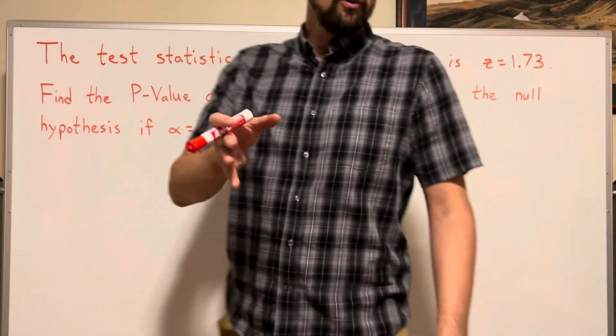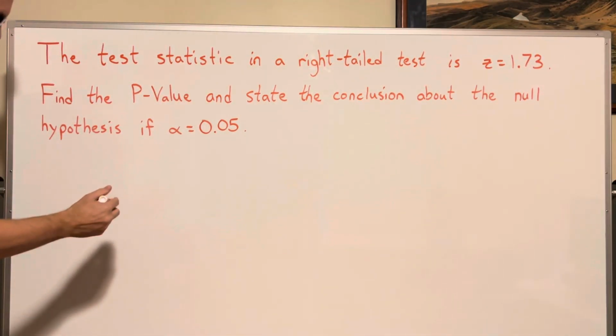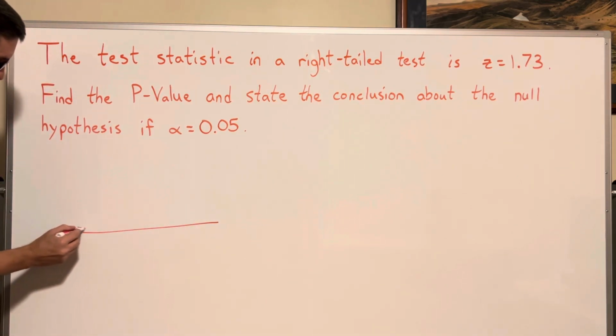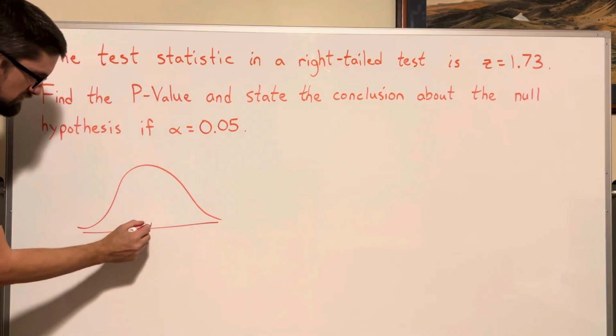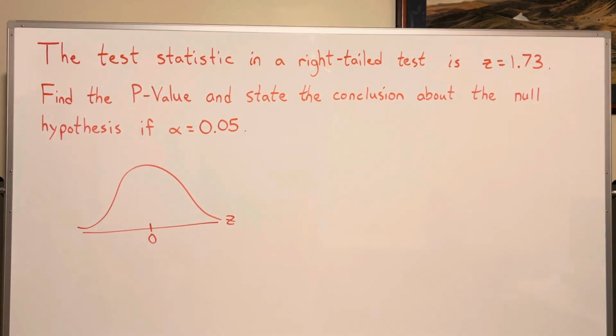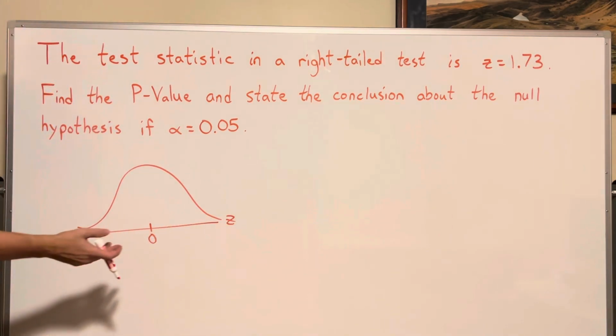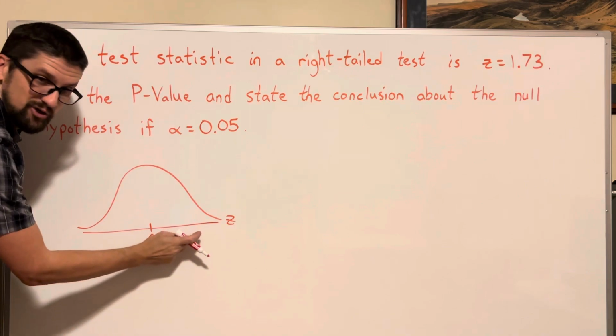All right, so the first thing to realize there is that we're dealing with a standard normal. So that's the bell-shaped curve with 0 in the middle. This is the standard normal distribution. The test statistic, 1.73, is going to be over here.